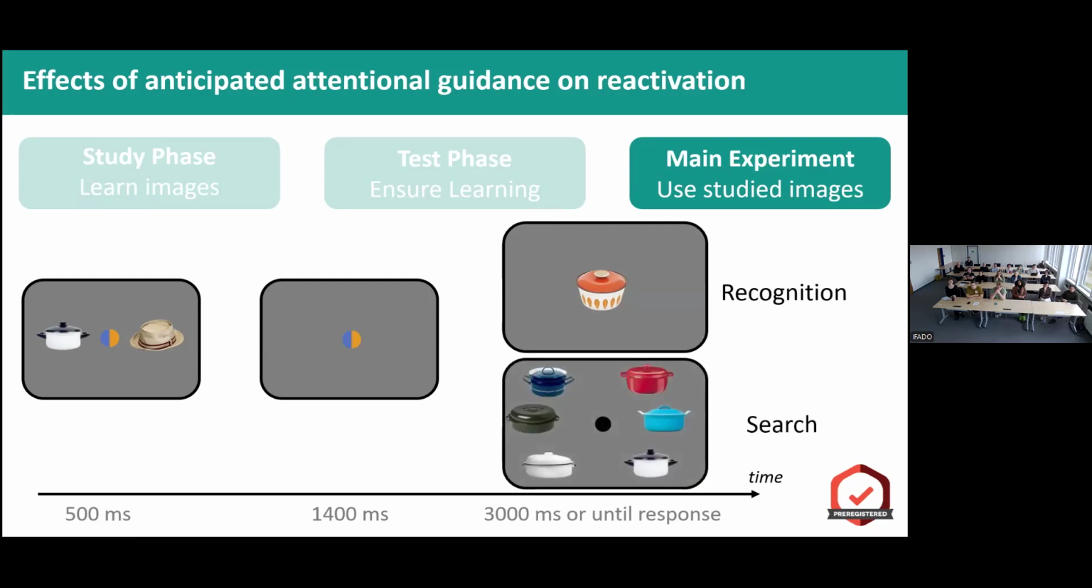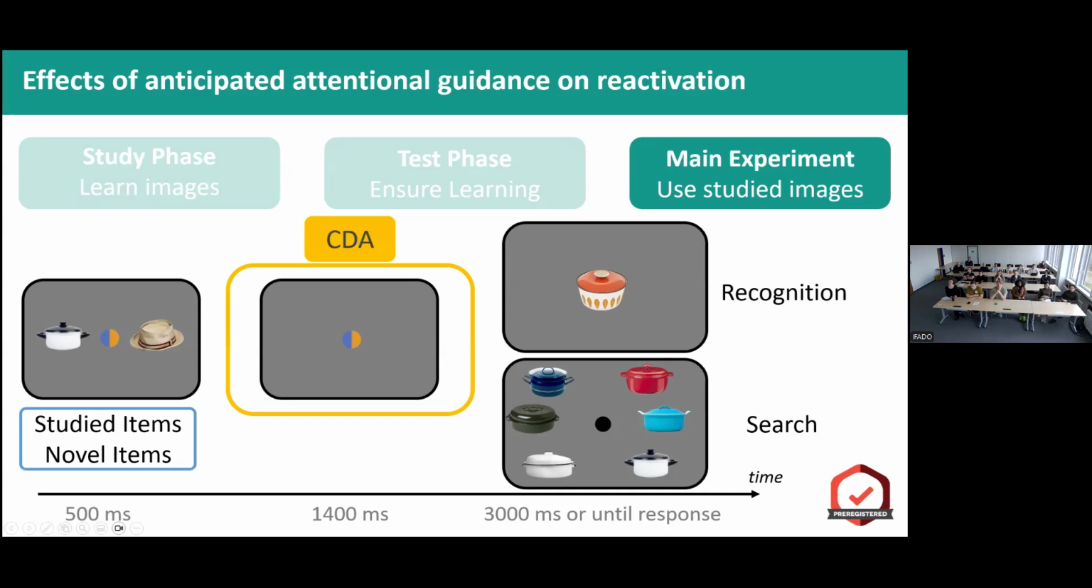And in the search task, they indicated whether the memory item appeared on the left or right side of the screen. In this case, the memory item, which is a white pen, is on the right side, so the correct answer is right. Thus, while both tasks required an accurate memory representation, the search task involved additional task demands.